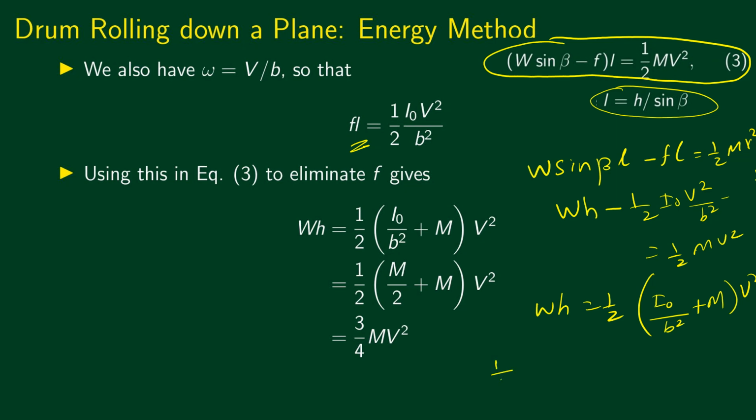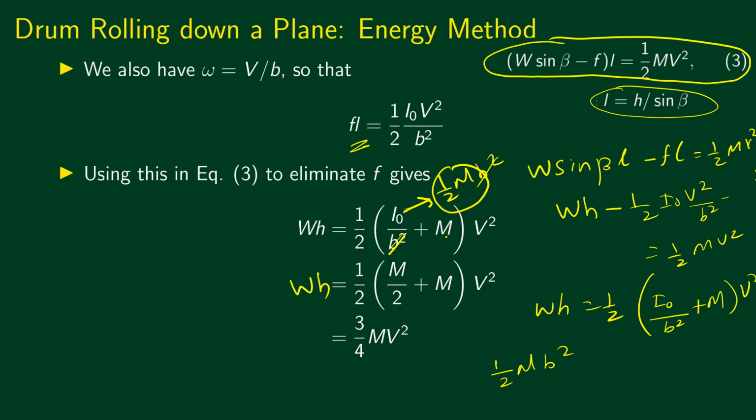Okay, now you substitute for I0. We had I0 is equal to half m b square. So in place of I0 we substitute half m b square. Let's write it clearly. This is half m b square. So this b square and b square go, and what you have is m by 2. Okay, here m is there. So this is 1 by 2, m by 2 plus m, v square. What is this? This is WH.